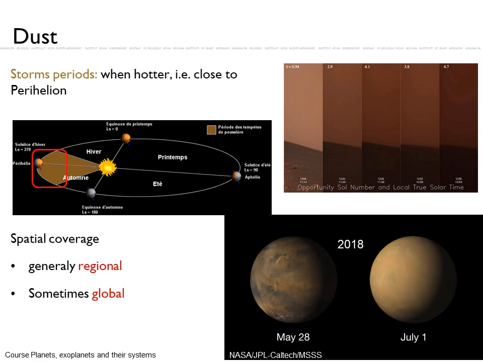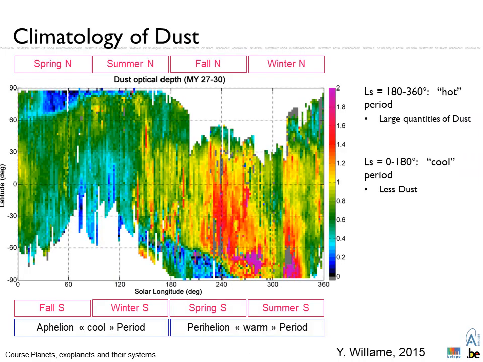And you have here a picture of Mars just at the start of a global storm, and here during this storm impacting globally the planet. Usually dust is more present during the warm perihelion season, that is during the spring and summer in the southern hemisphere, as clearly shown here in this graph, which summarizes several years of observation by one of the instruments on board Mars Express.